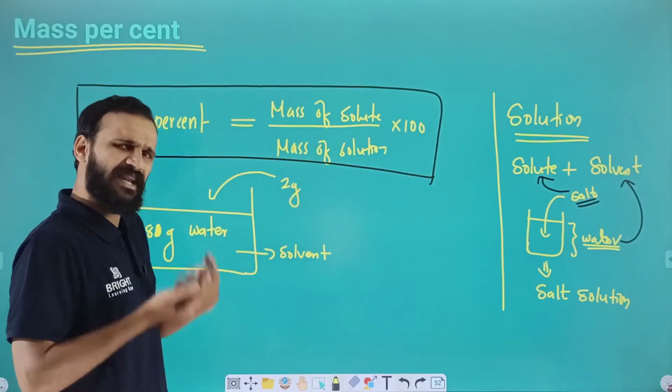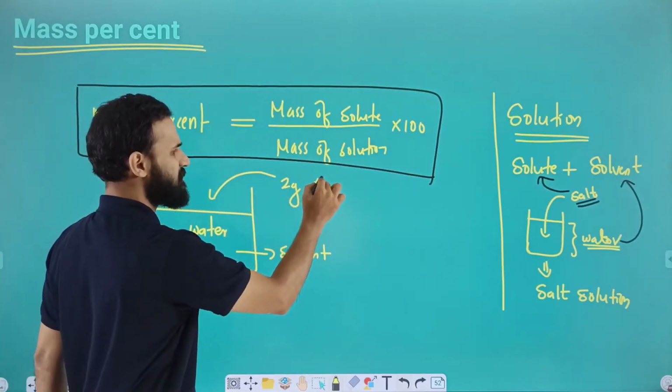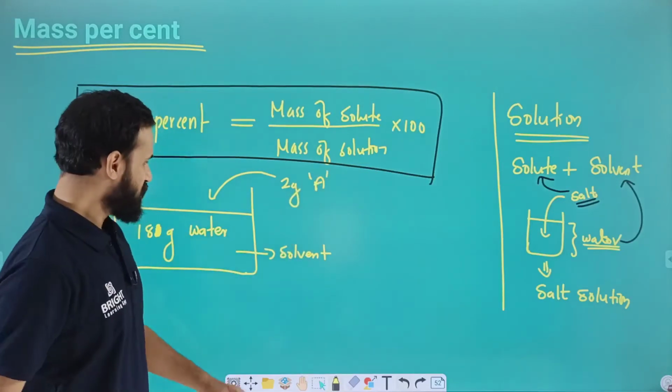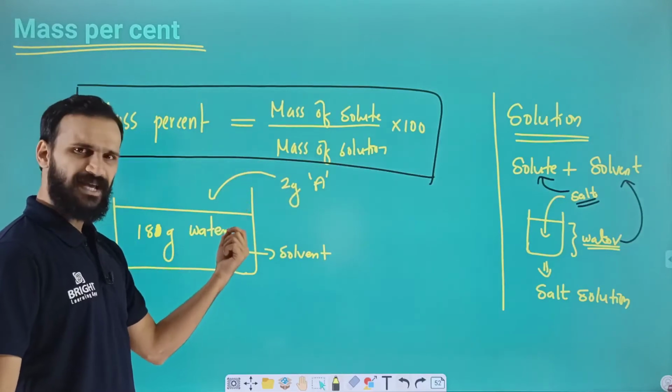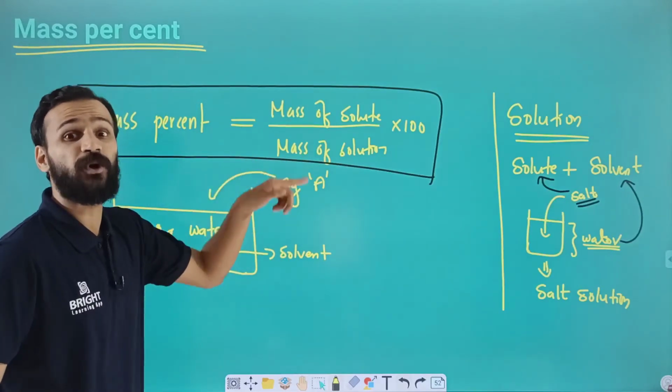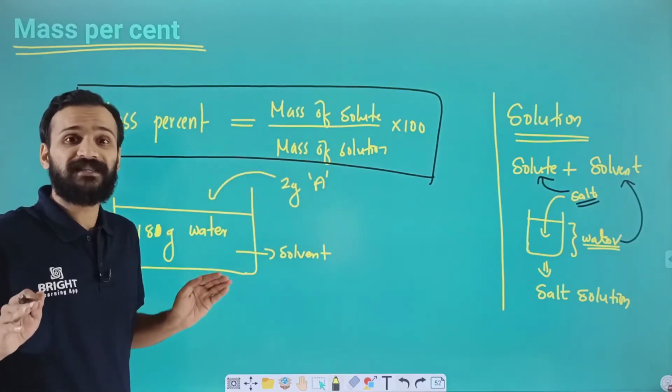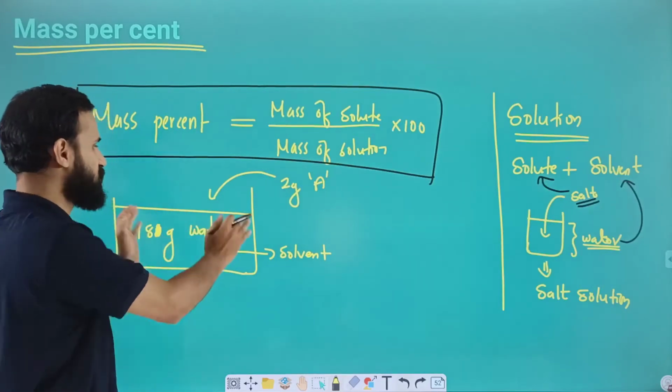Okay, which is the substance? A substance. For that we can take the name A. To this 18 gram of water we are adding some amount of a substance called A, which is 2 gram. Okay, I want to get the mass percent of the solution.